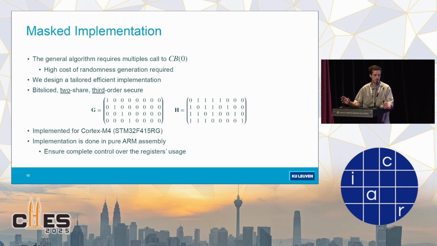We went for an implementation for Cortex M4. And we did the implementation purely in assembly because, well, we don't trust the compiler. And basically, we want to have complete control over the register usage.